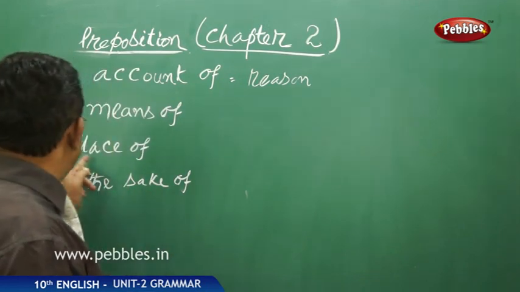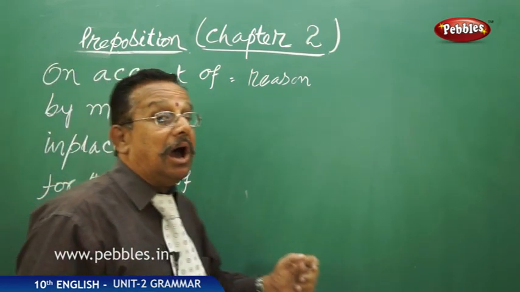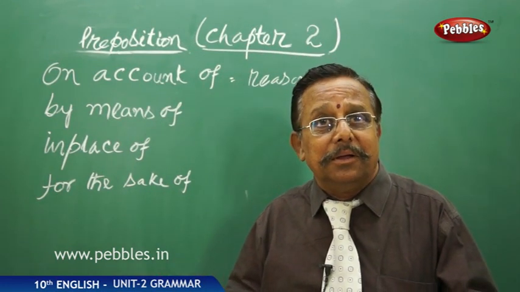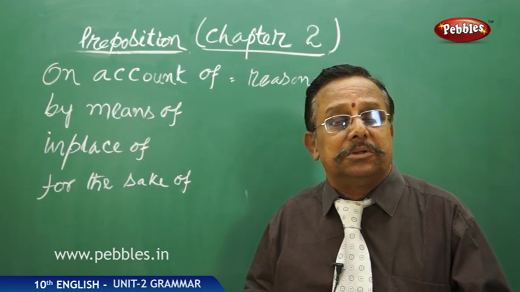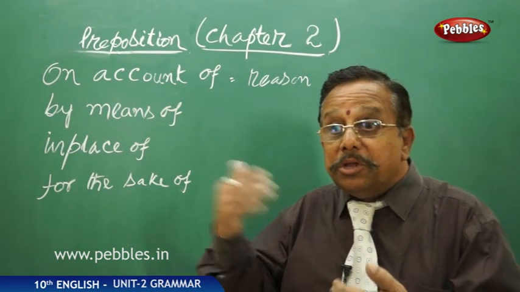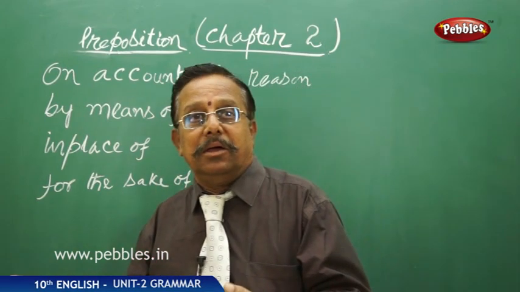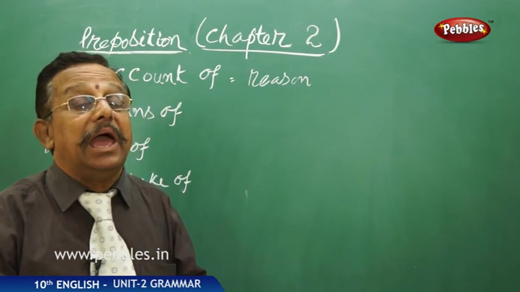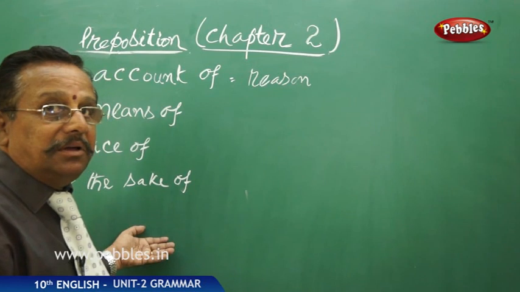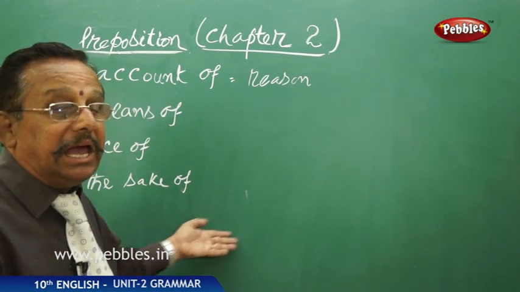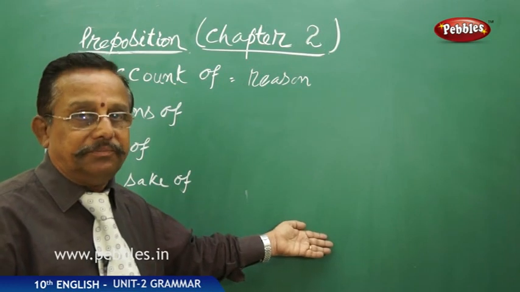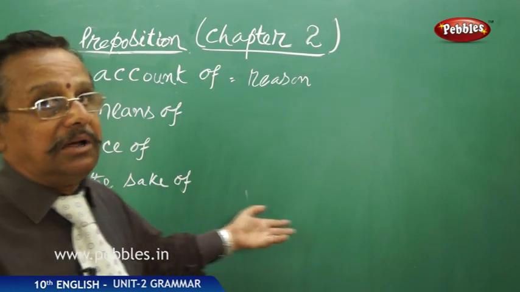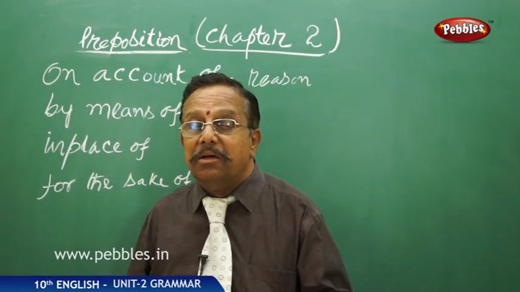Now the fourth one, for the sake of. For the sake of God, please tell the truth. You see, for something, for somebody, we have to do this, for the sake of. For the sake of the kid, mother sacrifices her free time. For the sake of you all, your mother sacrifices her leisure time. For the sake of, for the reason, for the betterment of. That way we can use the prepositional phrases.